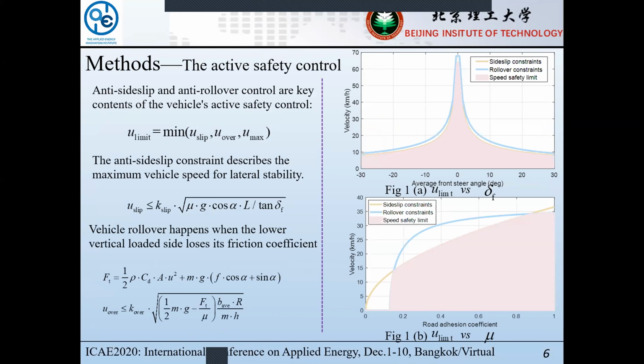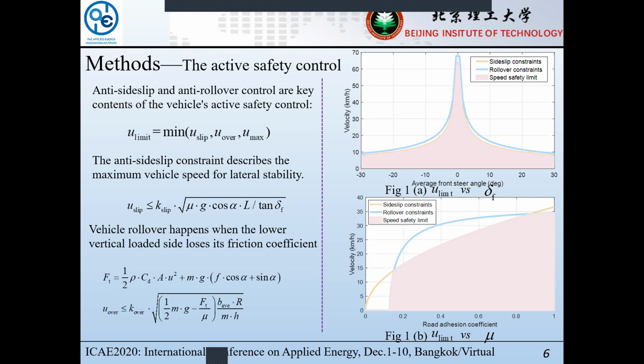Part 2, Methods. The active safety control. The speed limitation is set as follows. Figure 1a shows the upper speed bound when the road friction is 0.6. B represents the upper speed bound when the front steering angle is 20 degrees.